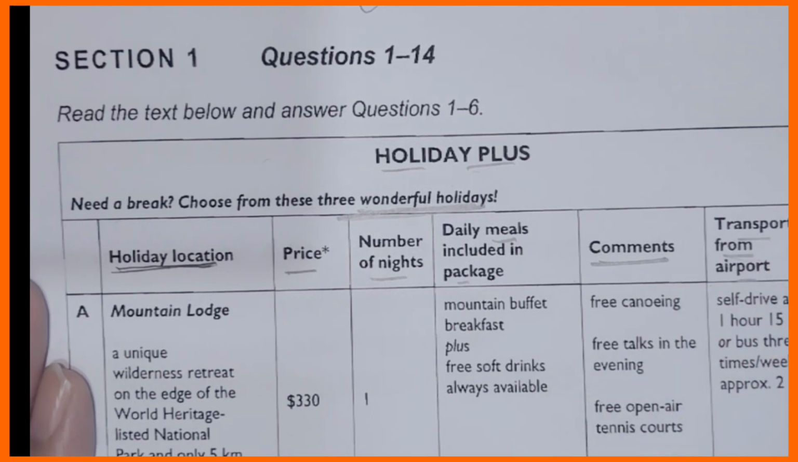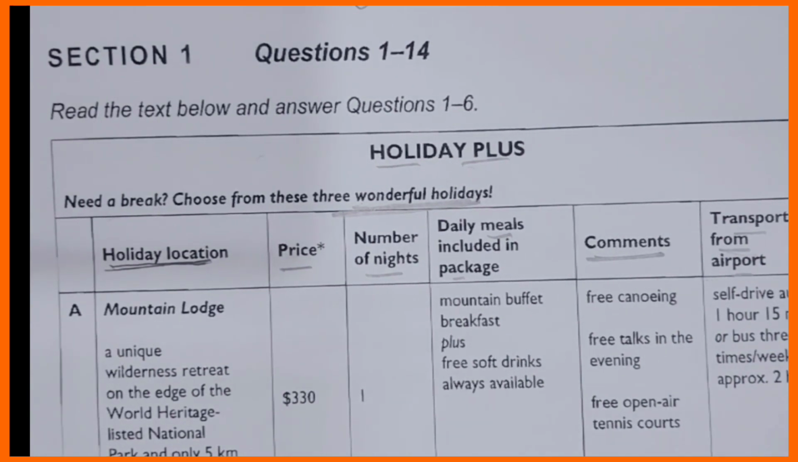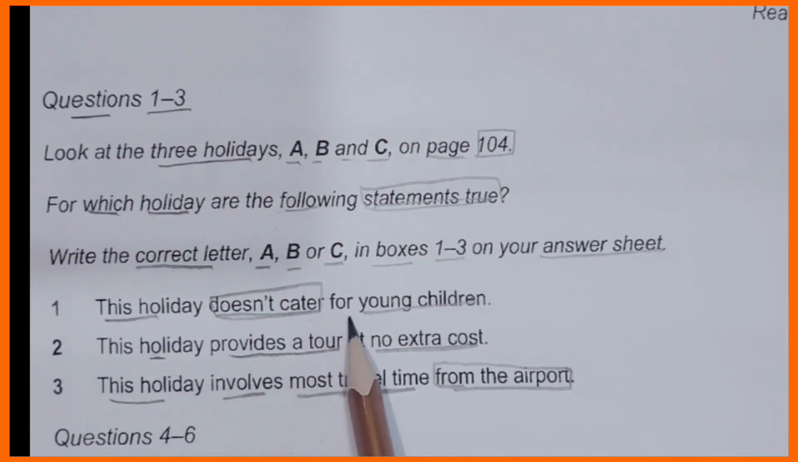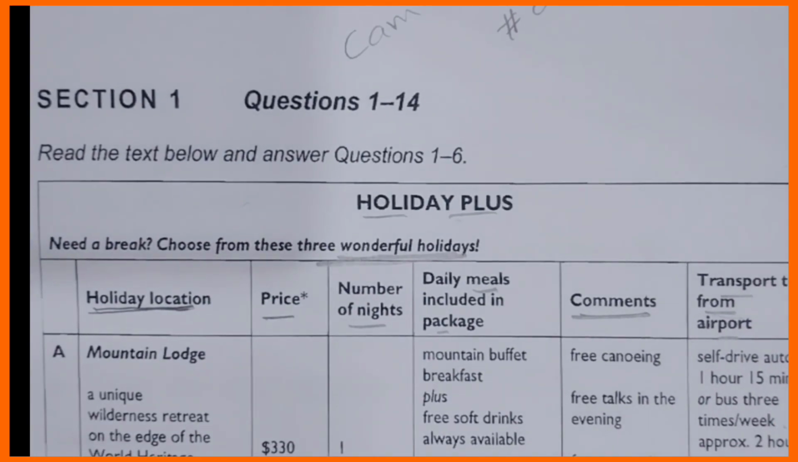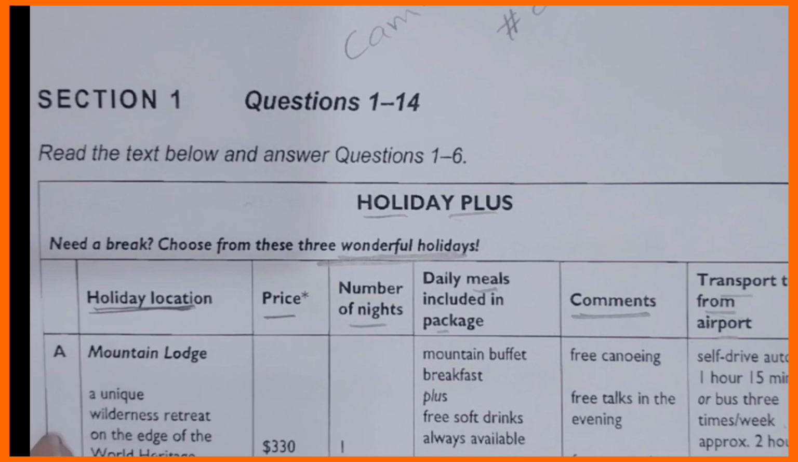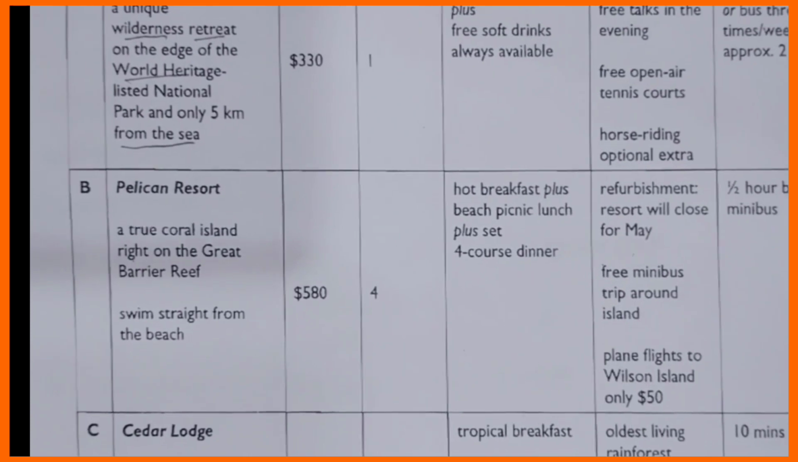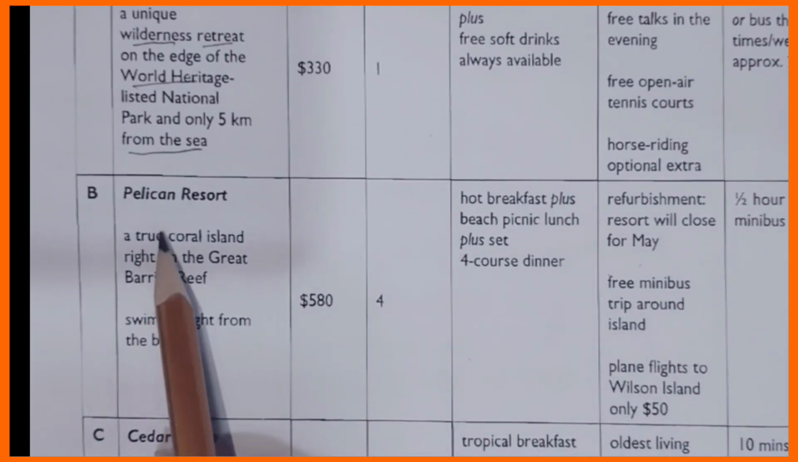So what was the first question? Our first question was, this holiday doesn't cater for young children. So we are supposed to find out where they're not talking about young children. First of all, we are supposed to find out about the holidays. Mountain Lodge, a unique wilderness retreat on the edge of the World Heritage listed national park, only 5 kilometers from the sea. I will read these passages with you so you will understand how fast you are supposed to look for the details and the information.